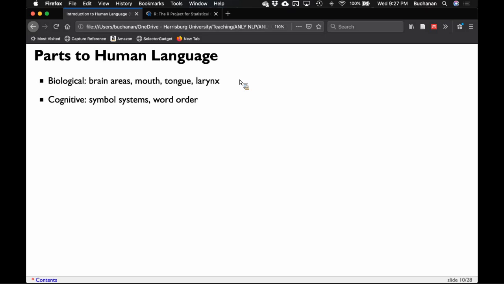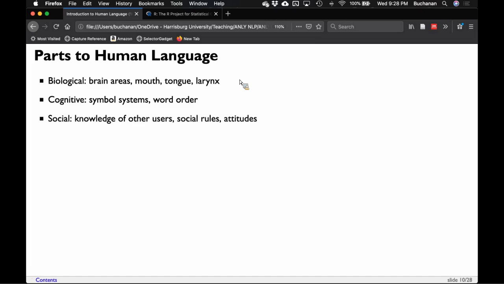You have the right biology. We also have to have the cognitive processing. This is intelligence, right? We have to have a system that processes symbols. And we do. And computers are a system that also processes symbols, but we have to understand the rules for those symbols, like word order, which is very important.